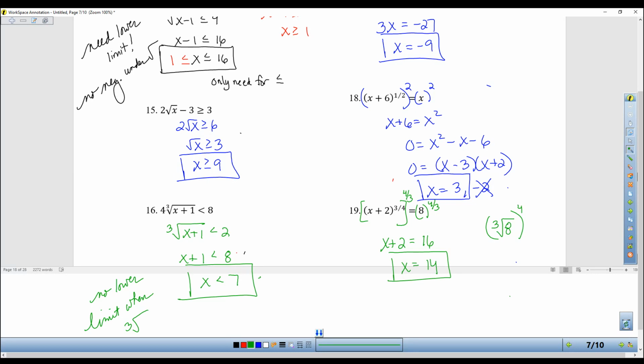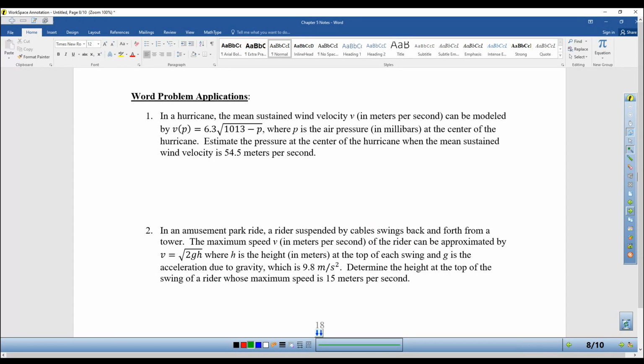There you go. You did them all. Great job. Let's do some word problems. In a hurricane, the mean sustained wind velocity in meters per second can be modeled by V of P, where P is the air pressure. At the center of the hurricane, estimate the pressure, so we're going to try and find P, at the center of the hurricane when the mean sustained wind velocity is 54.